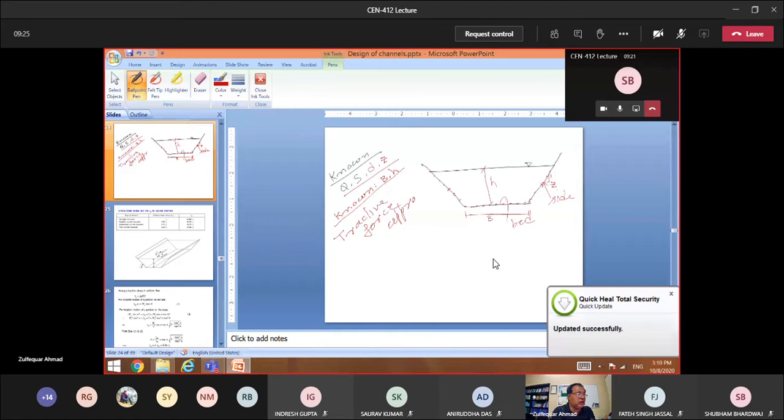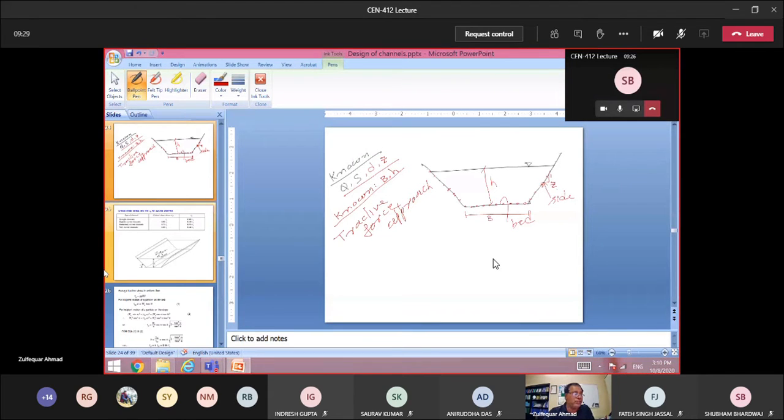I mean, this is clear water. This is not carrying sediment, okay? But this channel is a stable channel. I mean, the cross section of this one is not changing, right? So this is a stable channel. The cross section is not changing.